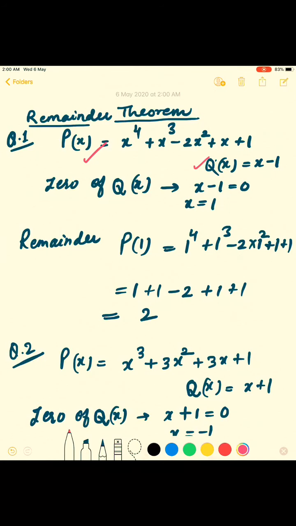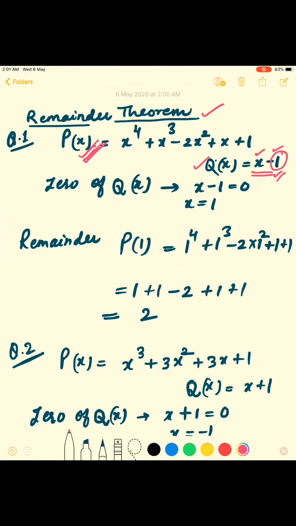Children, in this method, we are not finding the remainder by the long division method. We are using the remainder theorem. What does the remainder theorem say? The theorem says that if you are dividing by x minus a, then putting this a in place of x, you can get the remainder on division. So if we put this a in place of x in the polynomial, then we can find the remainder. This is the statement of the remainder theorem.